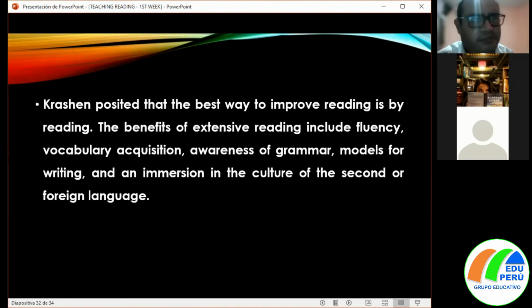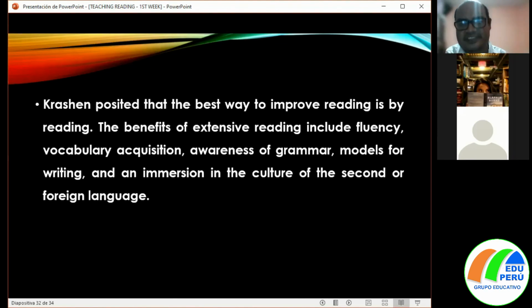What is the meaning of extensive reading? In general terms, it is reading for pleasure. Not just because the teacher told you to read. No, you read whatever you want. The benefits of extensive reading, this is the meaning of extensive reading.